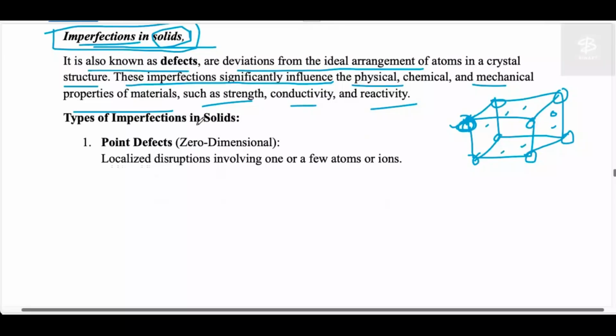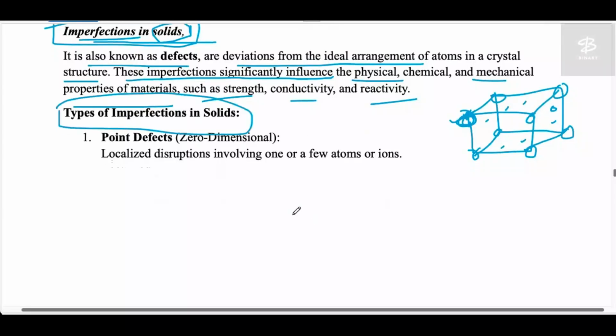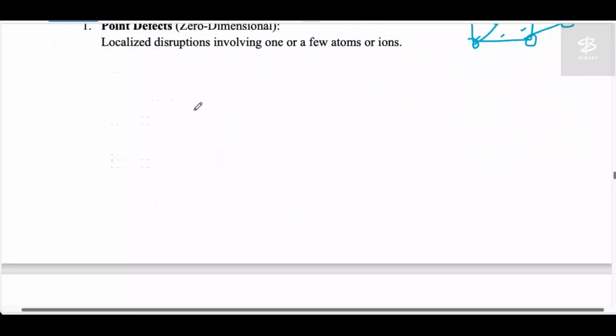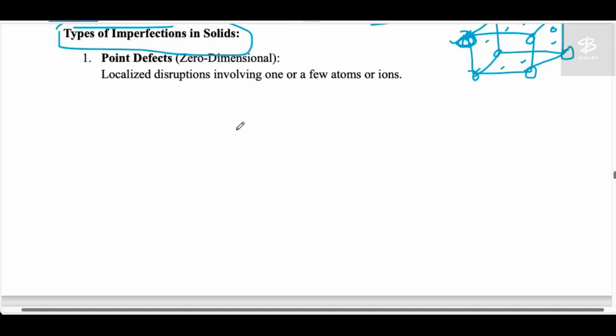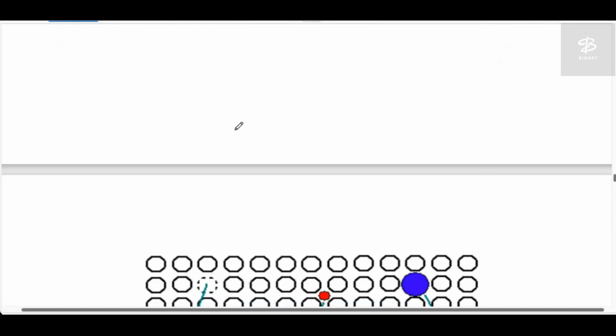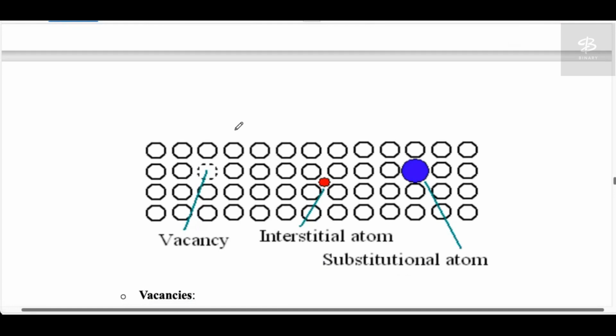Okay, so types of defects. What kinds of defects are there? The first one is point defects. Point defects means zero dimension. Zero dimension means a localized disruption involving one or a few atoms or ions. What I mean is that single atoms have deviated.